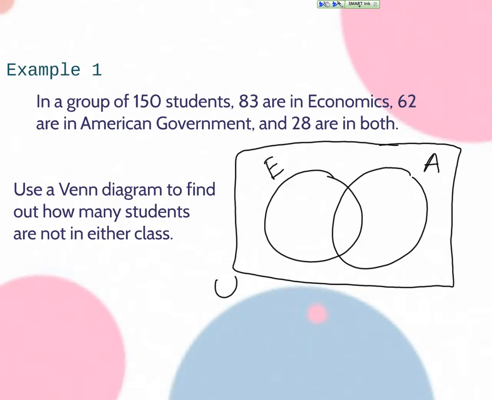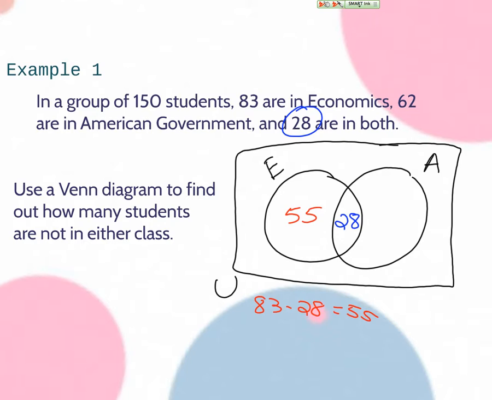Well, the whole thing has to add up to 150. There's not exactly a spot to write it. But I know that 28 are in both, so I can put 28 right away in that overlap. So then, if there are 83 students in econ, how can I figure out how many are just in econ but not in American government? 83 minus 28. Very good. 83 minus that 28 will give me just the econ students that are not also in government, which should be 55.